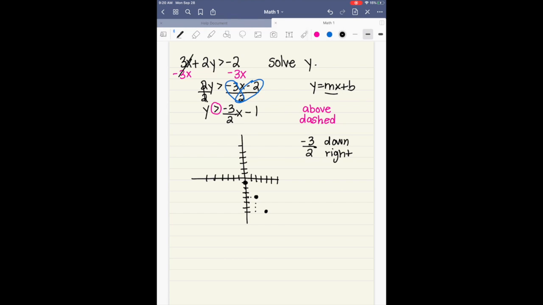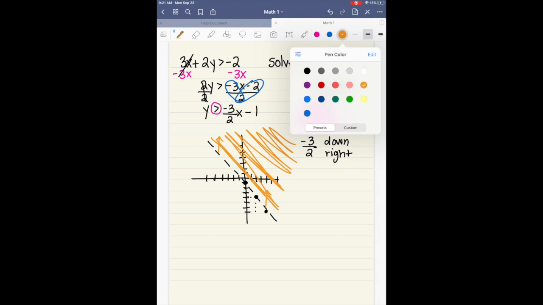Now, when I actually plot this, I'm going to plot this using a dashed line. Okay? And I'm going to shade above. Now, when I do my shading, I like to actually draw arrows. So if I'm shading above, I go to the line and I draw arrows up to show above. And then from there, I can do my shading. And anything that falls in that region is a true value. It is a solution that makes that point true.